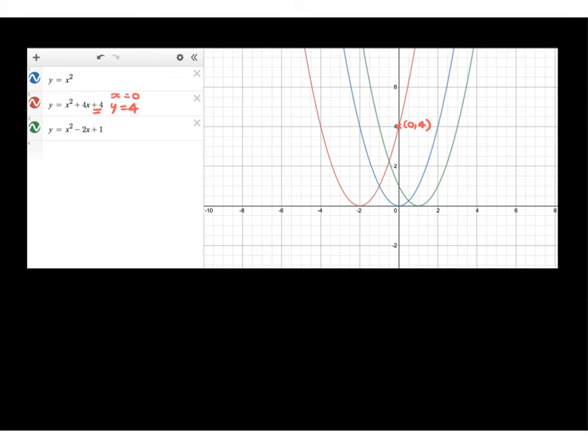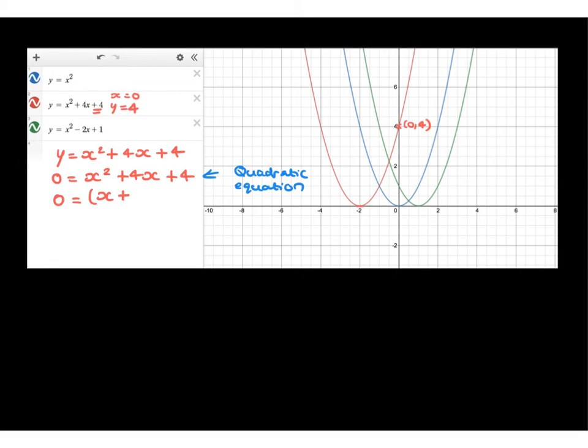Now why is that? Well, let's take this graph here, y equals x squared plus 4x plus 4. Now, remember what I've been saying, if you want to know where something crosses the x-axis, you make its y-coordinate equal to 0. So 0 equals x squared plus 4x plus 4. Now, here's a quadratic equation again. And let's factorize this quadratic equation. So we get x plus 2, x plus 2. So we get a repeated pair of brackets.